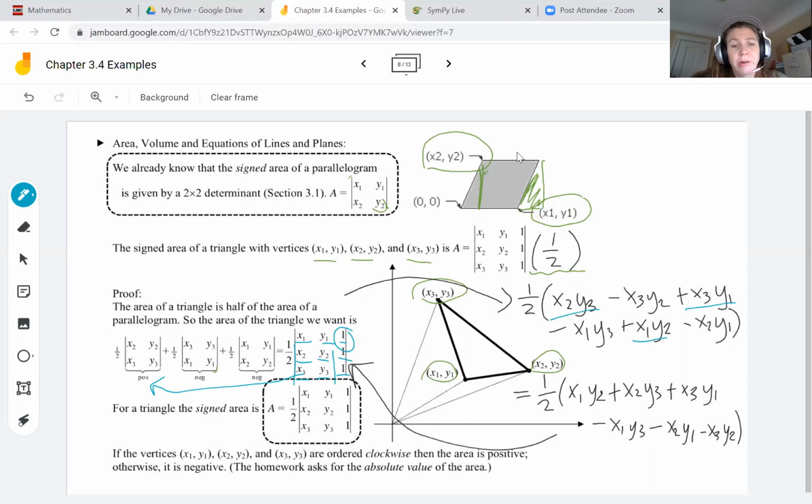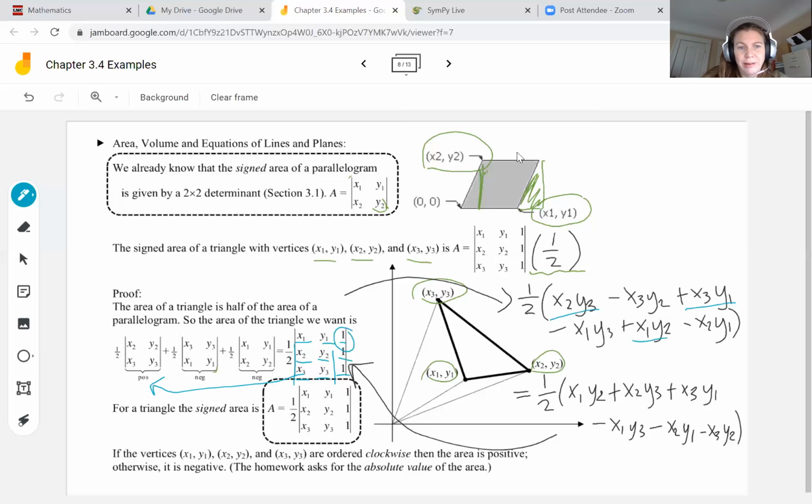So for a triangle, we are going to say the signed area is A equals 1/2 this determinant. So we've got all the pairs of the points in the first 2 columns, and the third column is 1s. So note that if the vertices x1, y1, x2, y2, and x3, y3 are ordered clockwise, the area is positive, otherwise it's negative. And then in your homework, you may run into a calculation where you have to ask for the absolute value of the area. So then you would just convert any negative areas to positive, because we don't like to think about conceptually negative areas maybe.